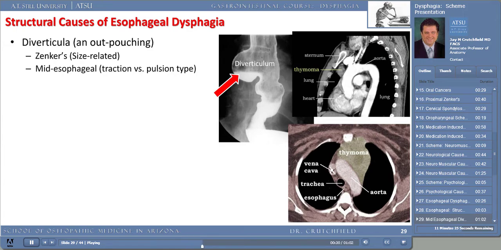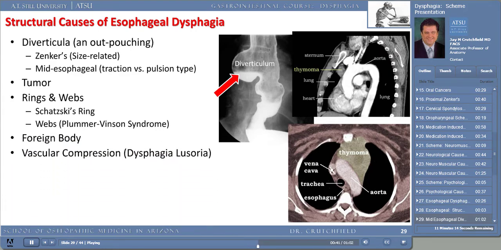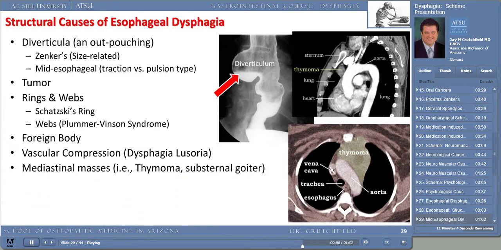Tumors of the distal esophagus or mid-esophagus. These are clear structural causes of difficulty swallowing. Rings and webs, foreign bodies, vascular compressions. We'll take a look at this. I've never seen dysphagia lusoria, but I definitely found a picture of one. Mediastinal masses such as a substernal goiter, which I mentioned earlier, or thymoma, even postoperative changes, trauma, radiation, all of these can lead to strictures or other structural causes of esophageal dysphagia.